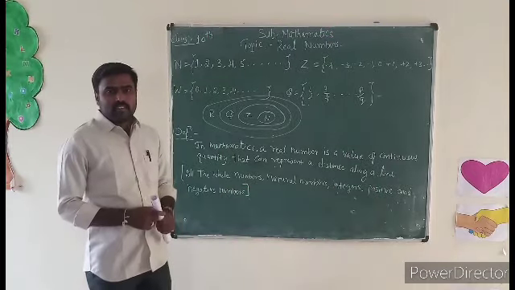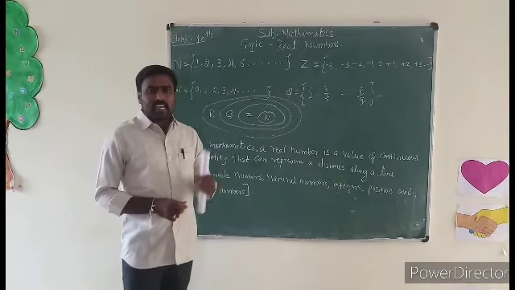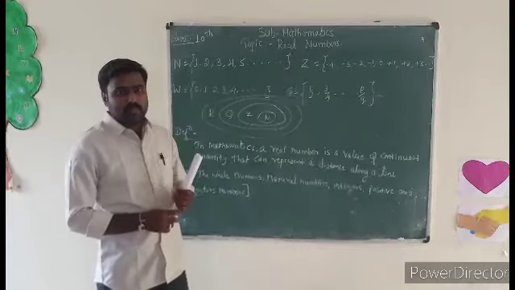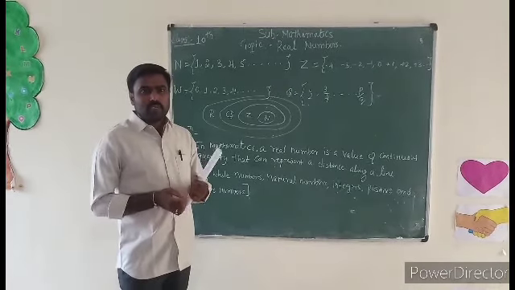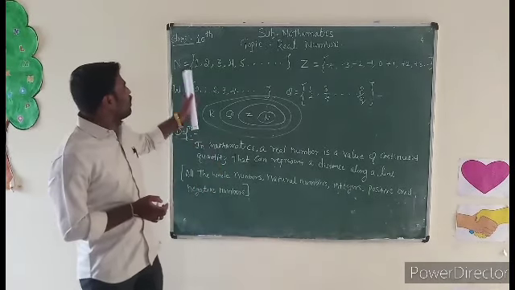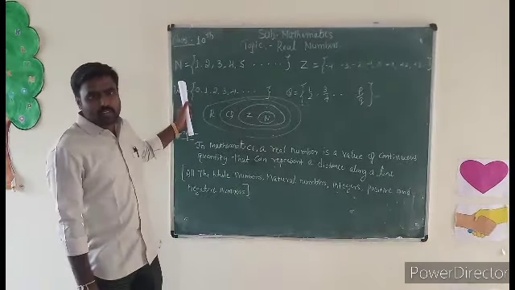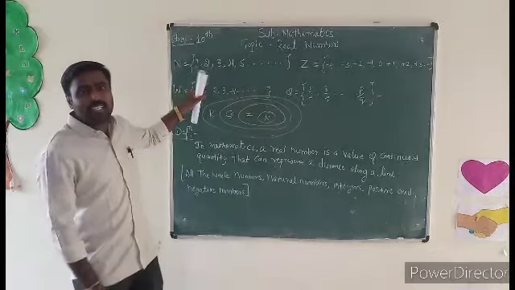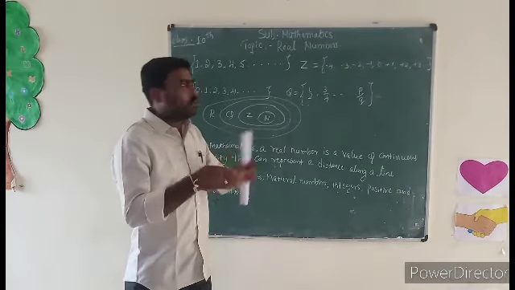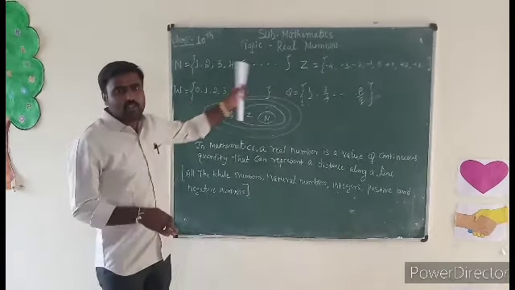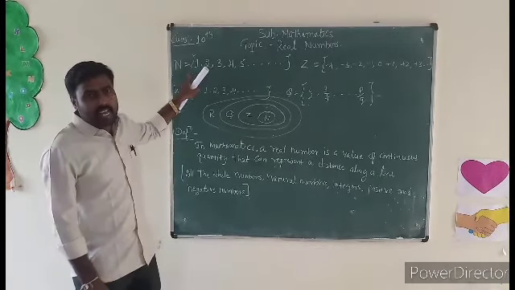Good morning, students. As you know, you already learned the number system in 9th standard. So what do you mean by number system? First, the number system starts with natural numbers. Natural numbers are the numbers that start from 1, 2, 3 and so on. So these are called natural numbers.